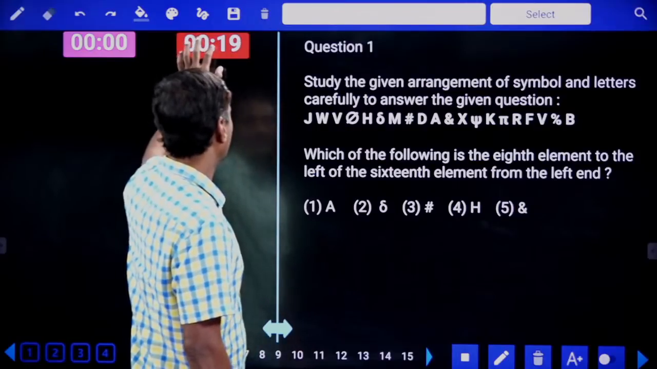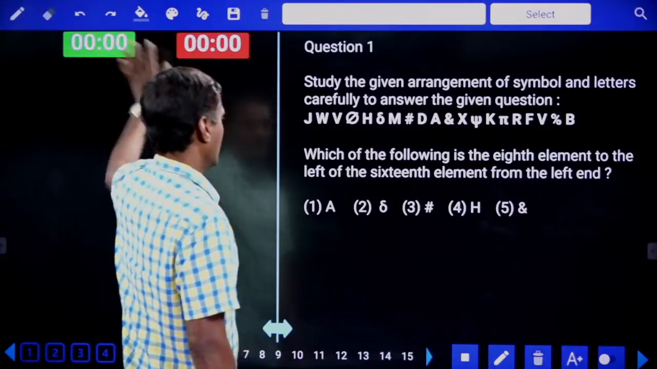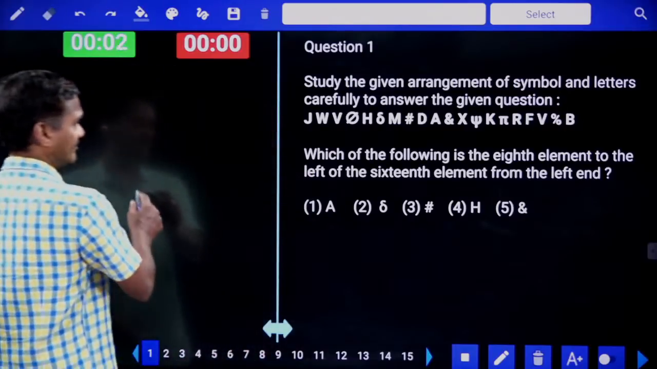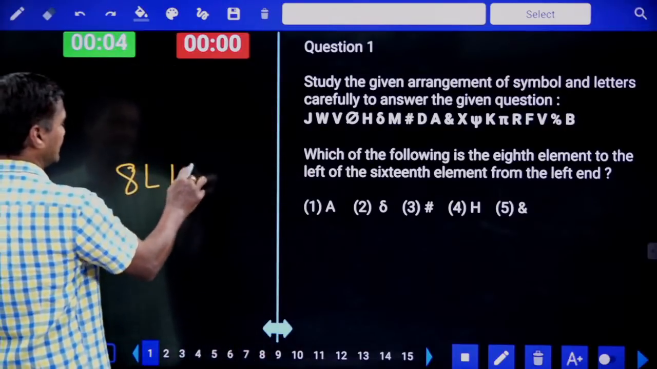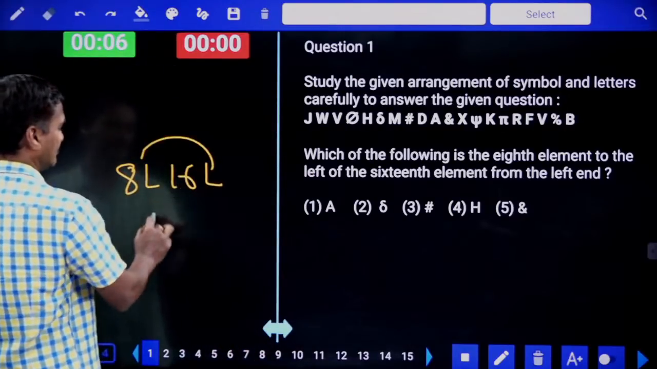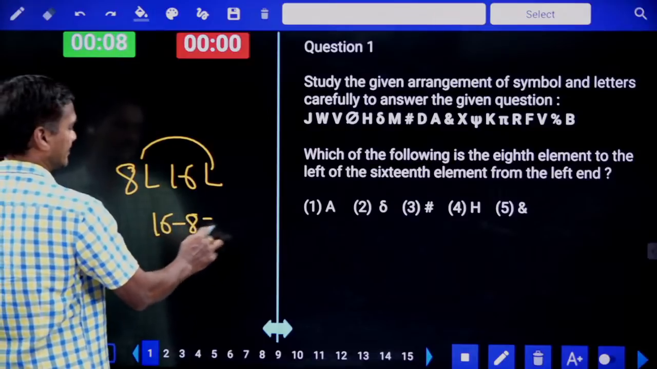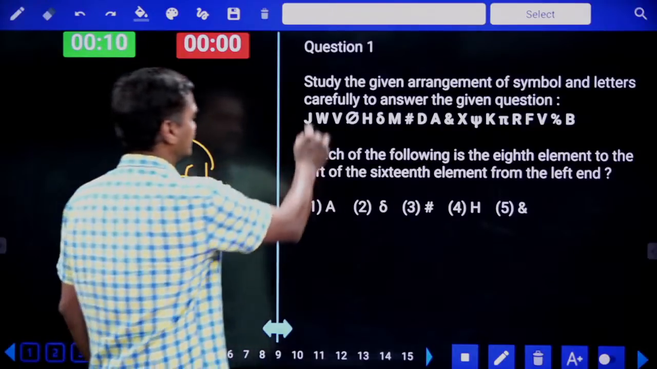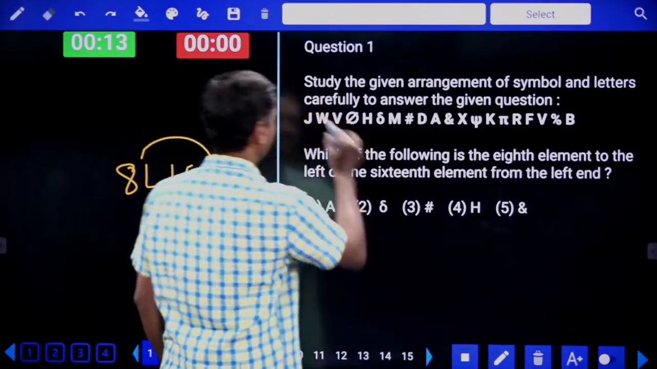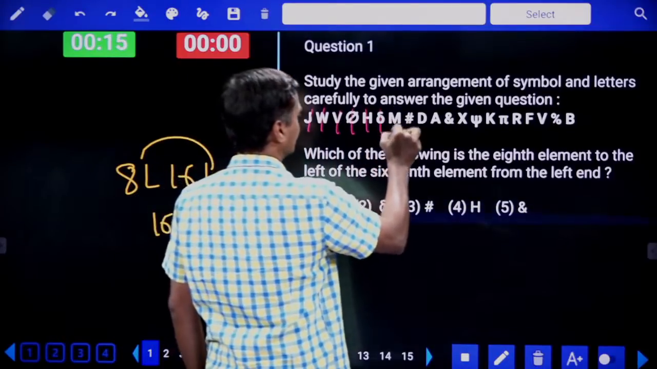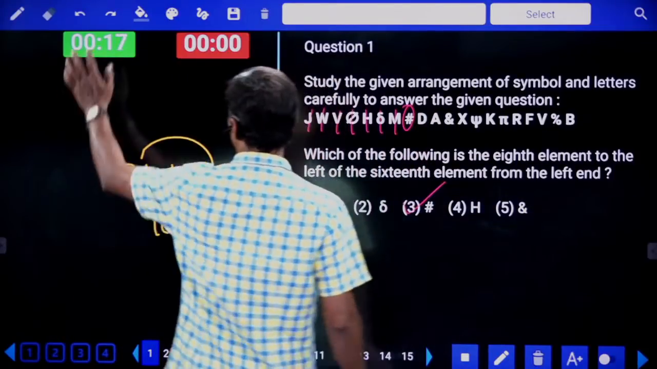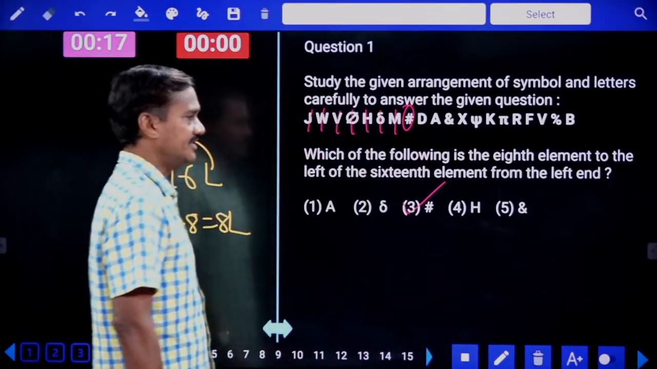Coming to the first one, which of the following is the 8th element to the left of 16? 8th left and 16th left. Left and left means same direction. Same direction, we need to subtract. 16 minus 8 is what? 8th letter from the left hand side: 1, 2, 3, 4, 5, 6, 7, 8. What is your answer here? Hash, that is choice 3. Question number 1, it is choice 3.